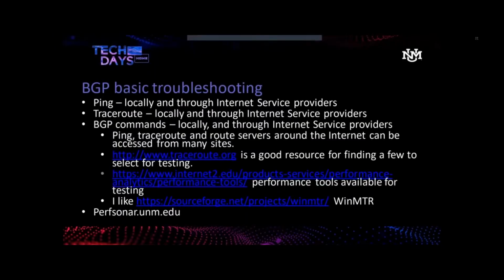So basic troubleshooting to establish your BGP connection. You have to be able to ping between the two of you. You have to have TCP up and running between the two devices, or your BGP will not establish. And ping is a quick way to test that. So you ping locally or through internet service providers to make sure that those IP addresses are reachable. You can use traceroute as well.